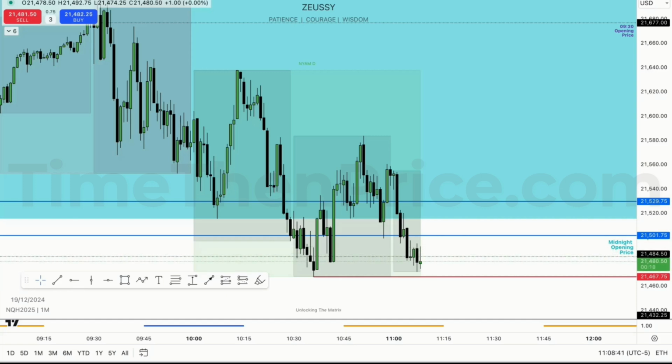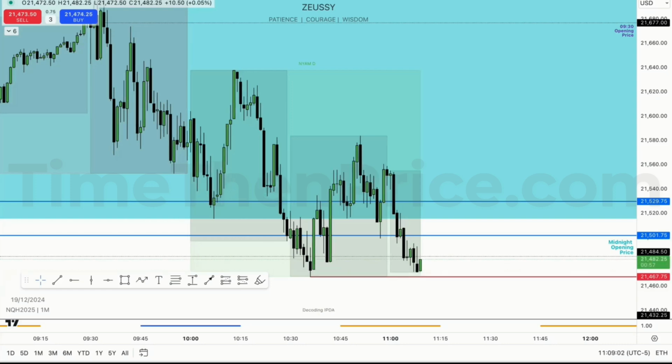Pay attention to the 11 a.m. open. What I want to see is that at 11 a.m. the market opened and immediately began dropping towards the downside. That right there shows to me that manipulation is taking place.